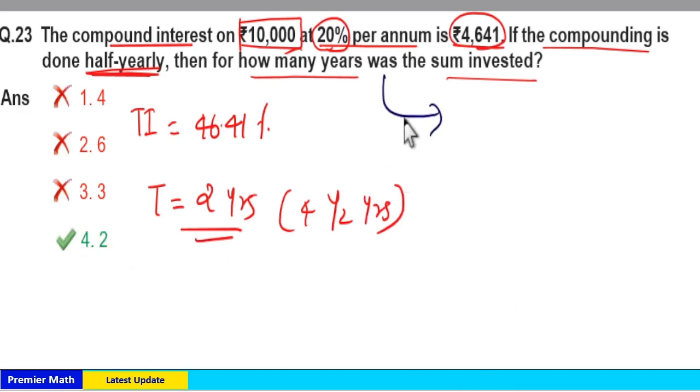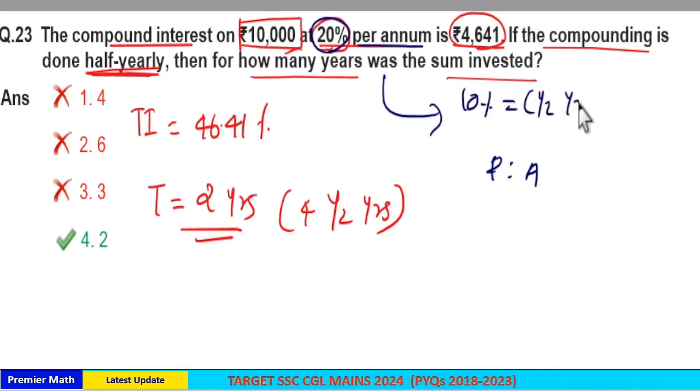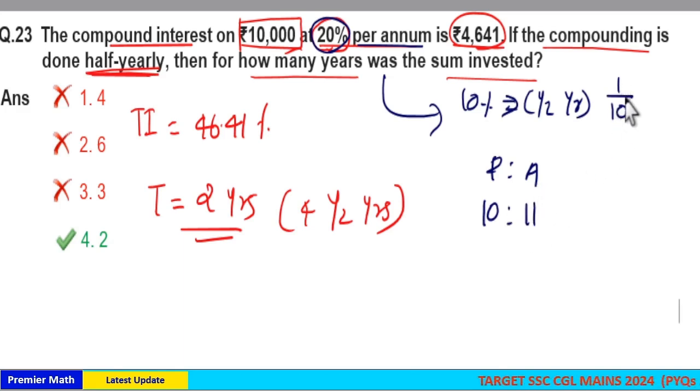If you want to take the ratio, that is the principal and amount ratio. Here 20% for 1 year, then 10% for half year. 10% means 1 by 10. That is, 10 parts is the principal for half year. Then 10 plus 1, 11 parts is the amount for half year. This 1 part is generated in every 6 months.